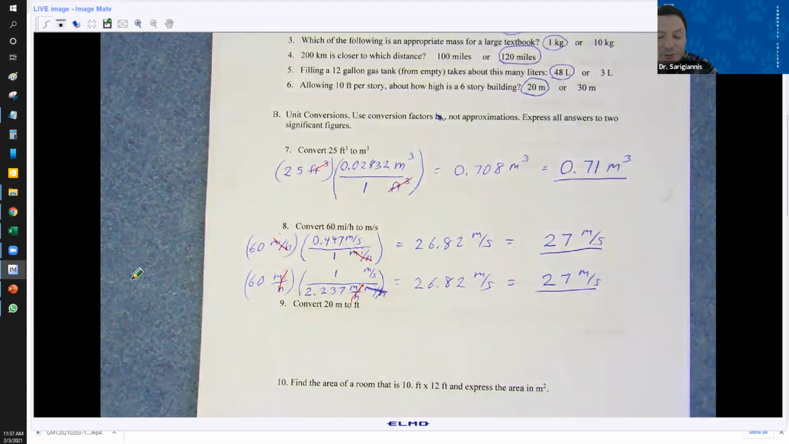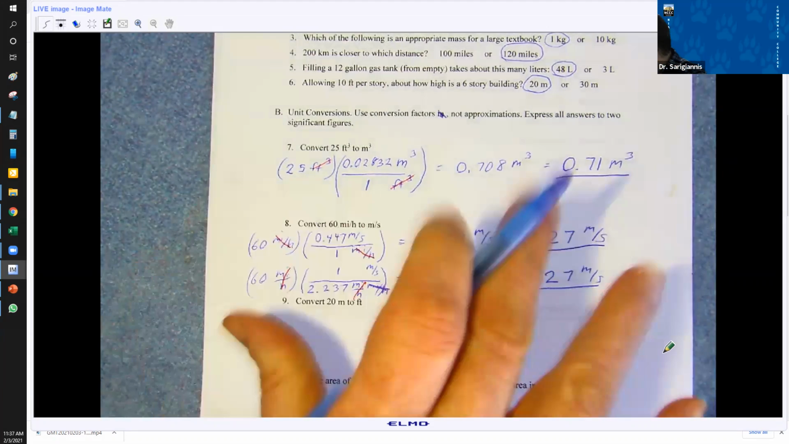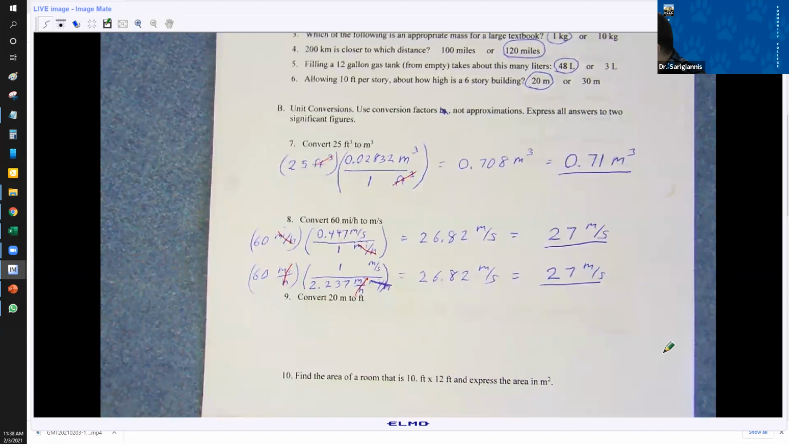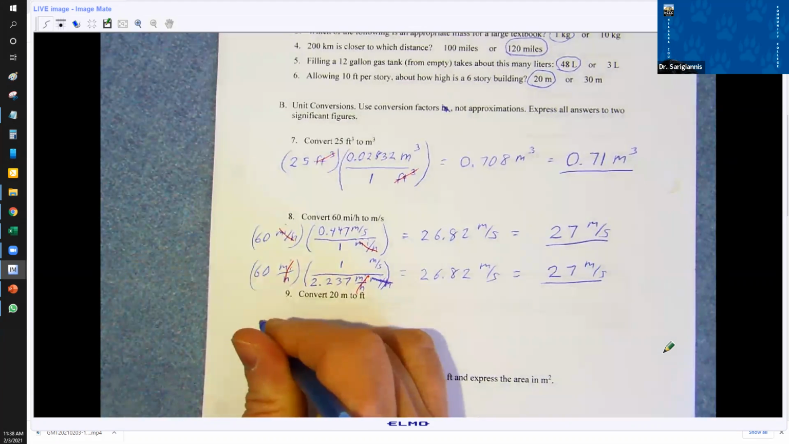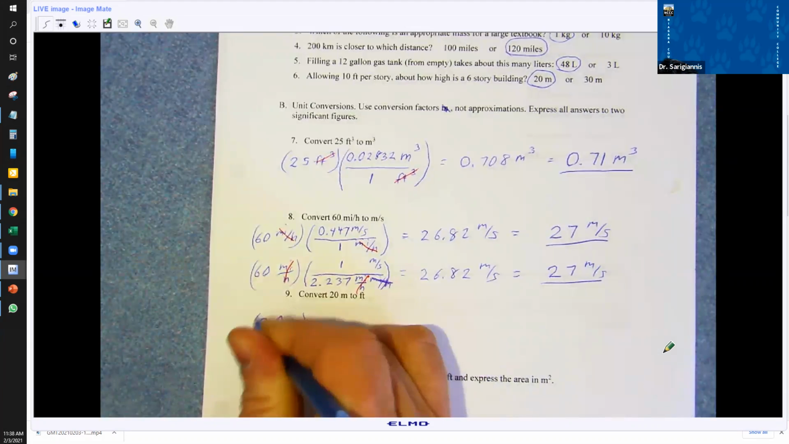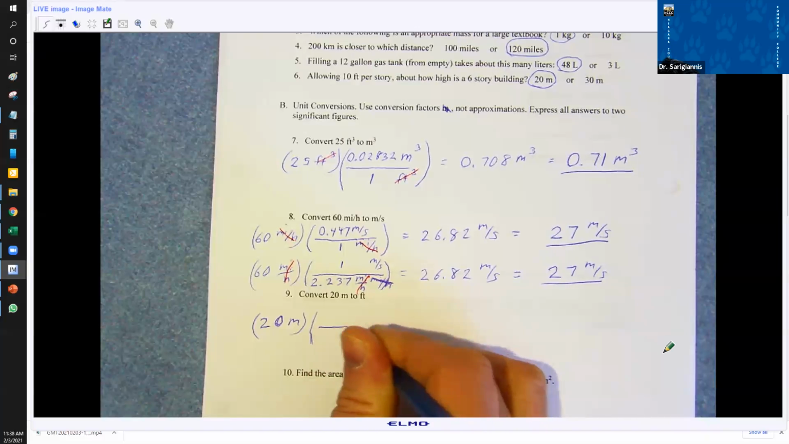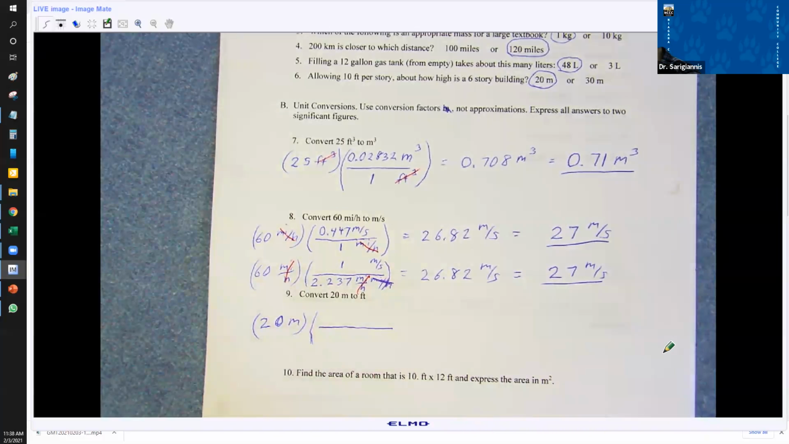The next one we'll just do with one conversion factor. 20 meters to feet. Are there any questions so far on the conversions? I'm trying my best not to make a stupid typo when I'm talking. All right, 20 meters. Again, we're going to look in the back.